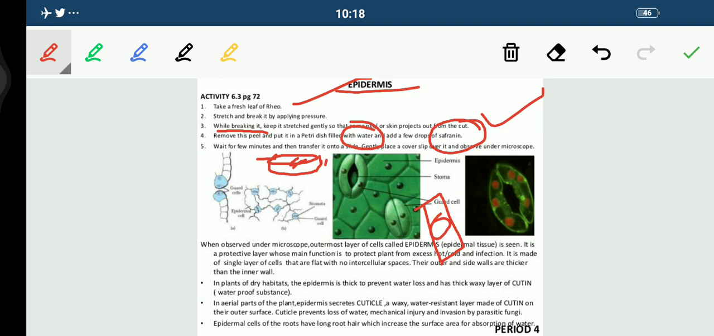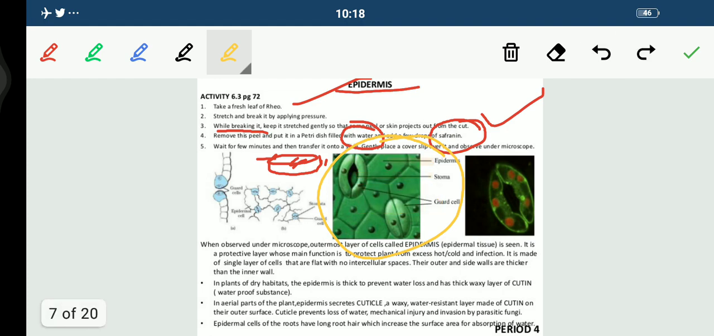So here is the structure you would see, something like this. Look here, students. You can see this one is the epidermis. This one is the stoma, the opening, and these are the guard cells. The gas exchange is done by these stomata.